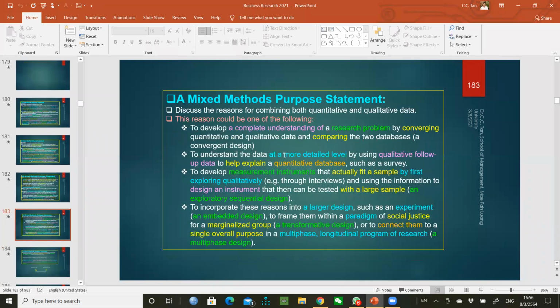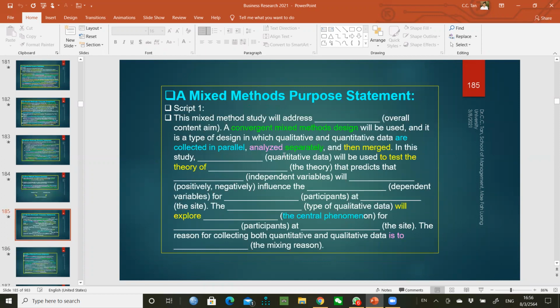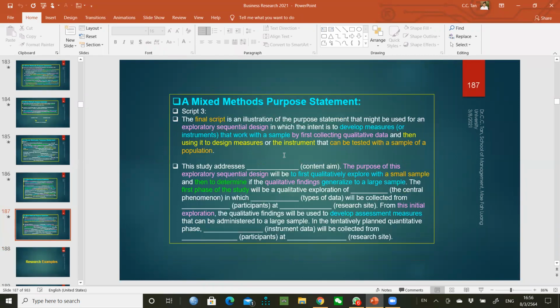And for mixed method, you can combine all of this, qualitative and quantitative, simultaneously, in sequence, or in parallel. Okay, so this is what we have done. Today we have covered a very important section, which is the purpose statements, and I hope you have gained a lot of benefits. Okay.